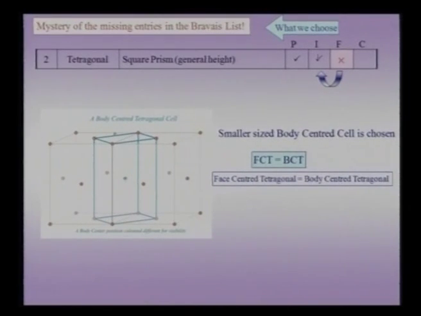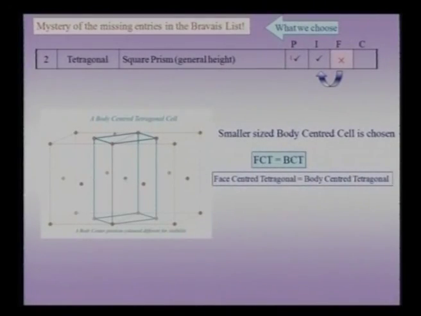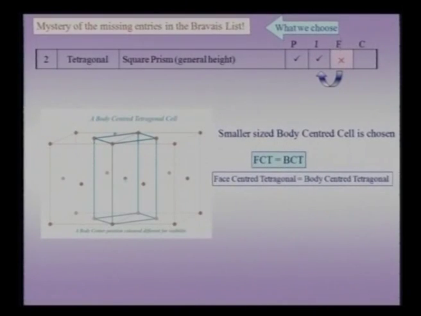So, it is an alternate description of the same lattice. The lattice has not been thrown away in any sense, its symmetries exist as they were, but the only thing is where I place it in this scheme of things. In the scheme of things, I am not putting it under the basket called face centered tetragonal, I put it under the basket called the body centered tetragonal lattice. Okay.